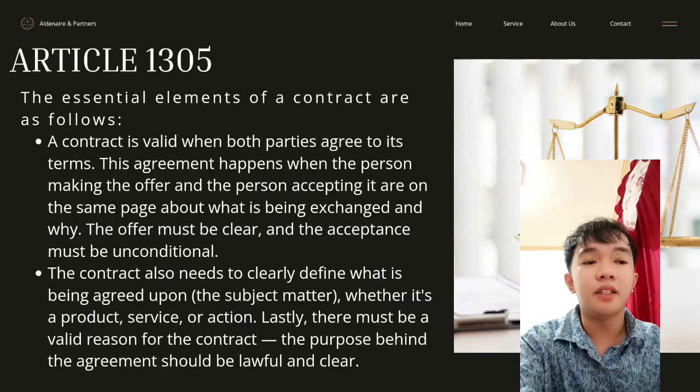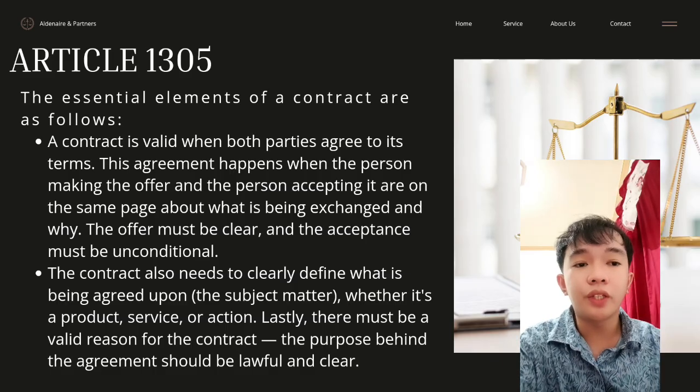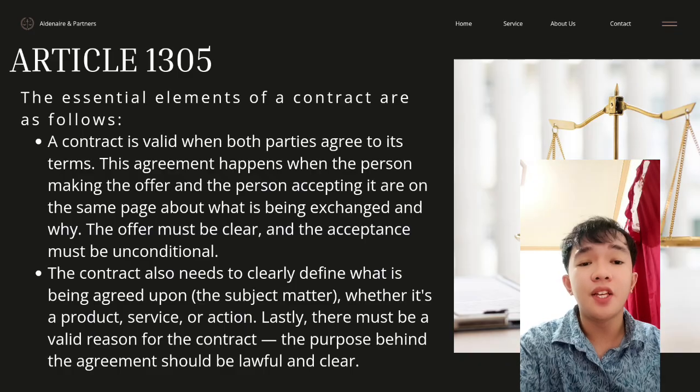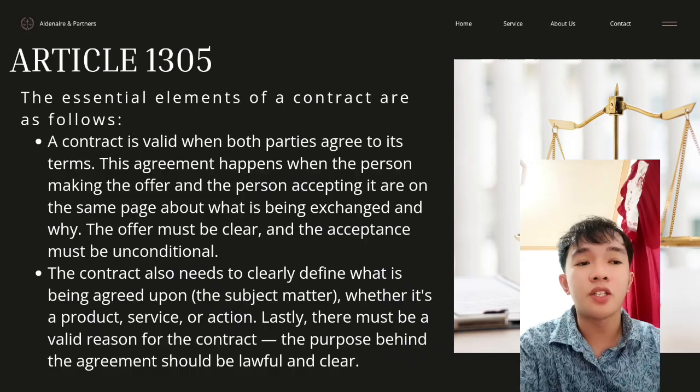The offer must be clear and the acceptance must be unconditional. The contract also needs to clearly define what is being agreed upon, the subject matter, whether it's a product, service, or action. Lastly, there must be a valid reason for the contract. The purpose behind the agreement should be lawful and clear. So, in conclusion, a valid contract requires three essential elements: mutual consent, a certain subject matter, and lawful cause.